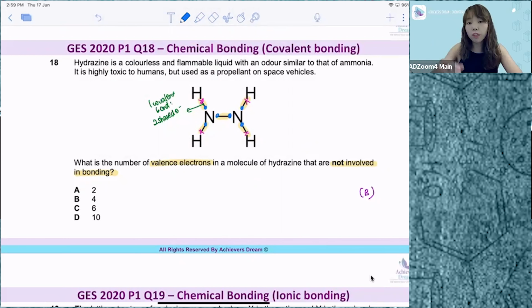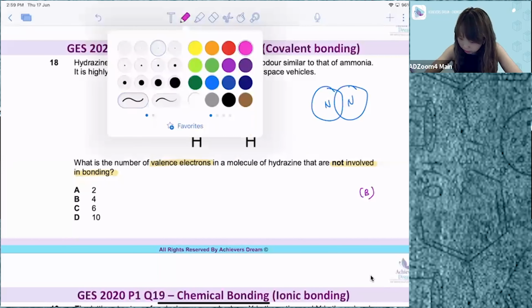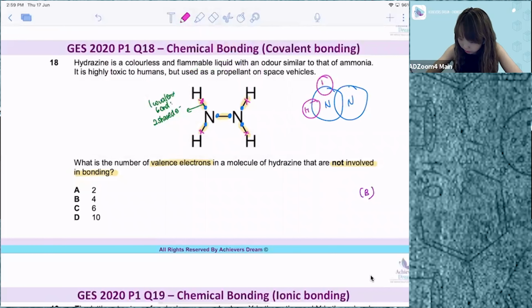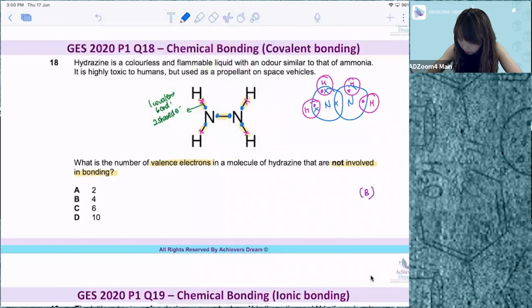And if I were to convert this into a dot and cross diagram, this is how it would look. So hydrogen contributes one each, and nitrogen would also contribute one. But take note, nitrogen is in group 5, which means that it has 5 valence electrons.